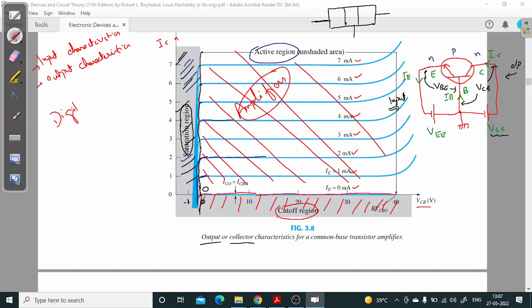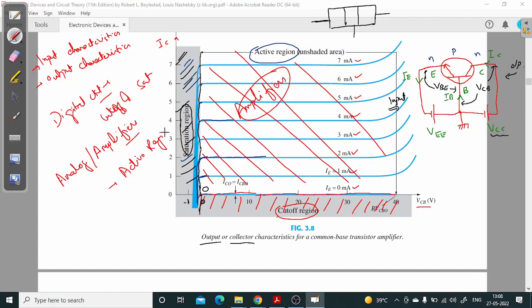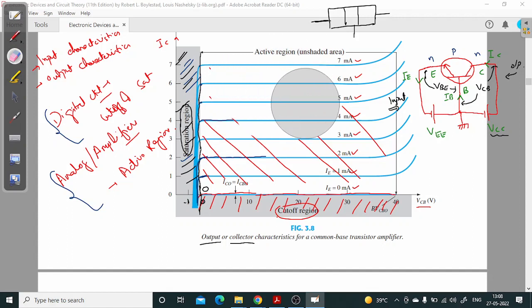So I'll write here, digital circuits use cutoff and saturation, and analog circuits or amplifiers use which region? Active region, right? Okay, so this active region is of utmost importance as far as amplifiers are considered.